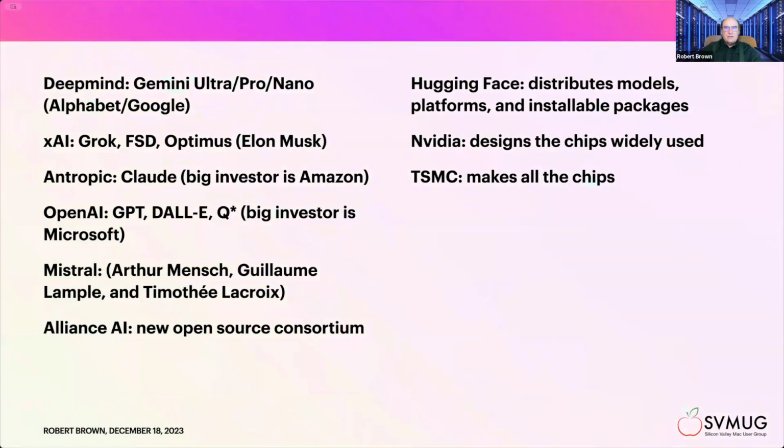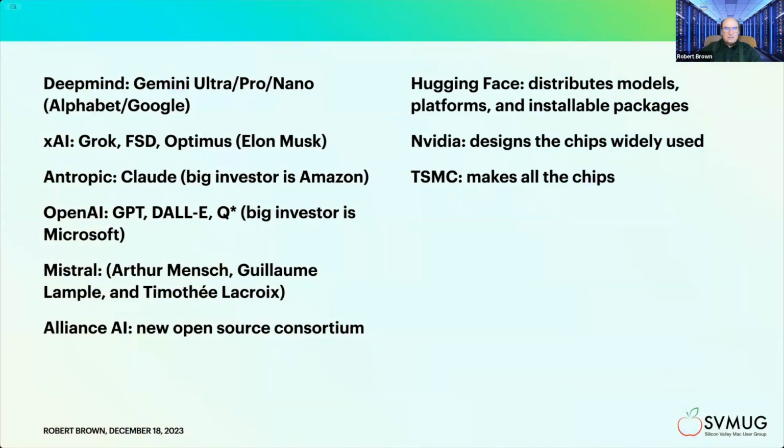Anthropic has Claude, and I have not played with it much, but it's noted because its big investor is Amazon. So you kind of wonder what Amazon is going to be getting into with it. OpenAI, of course, with GPT, DALI, and QStar, with its big investor being Microsoft. And there's some controversies we'll be discussing on that.